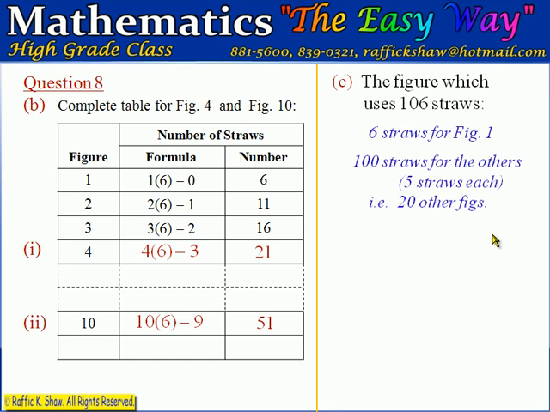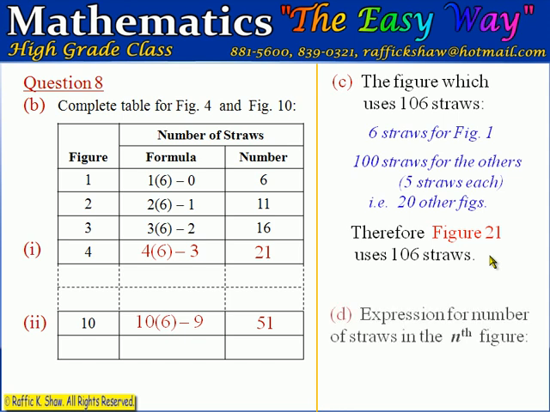So figure number 21 will use 106 straws. And so we can go ahead and write that. Figure 21 uses 106 straws. Now part D is asking us to obtain an expression for the number of straws in the nth figure, right? So that's when the figure number is n.